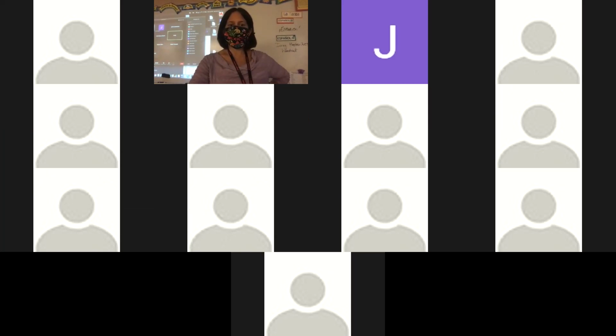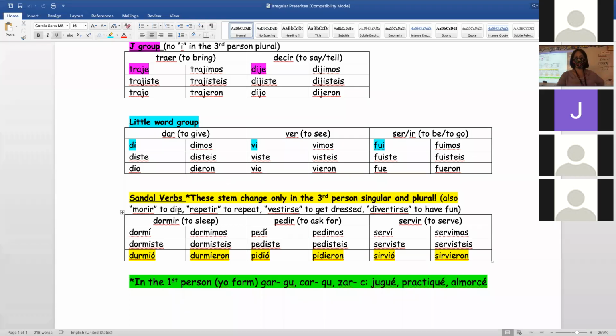What are we looking at? If I'm looking at dormir, what are we changing to in the third person forms? The O changes to a what? U, thank you. It's just right in front of you. So you have durmió and durmieron. If you have pedir and servir, both of those E's are going to change to I's. So you have pidió, pidieron, sirvió, sirvieron. So again, just little spelling changes to kind of clean you up.